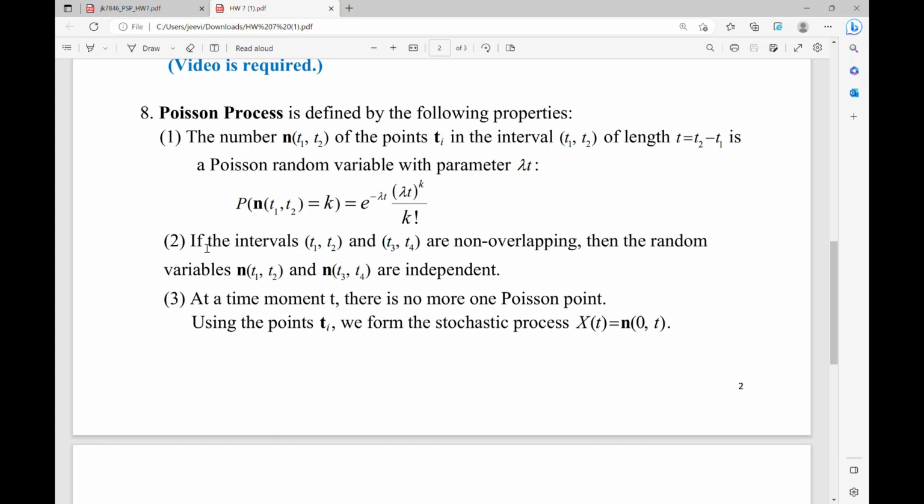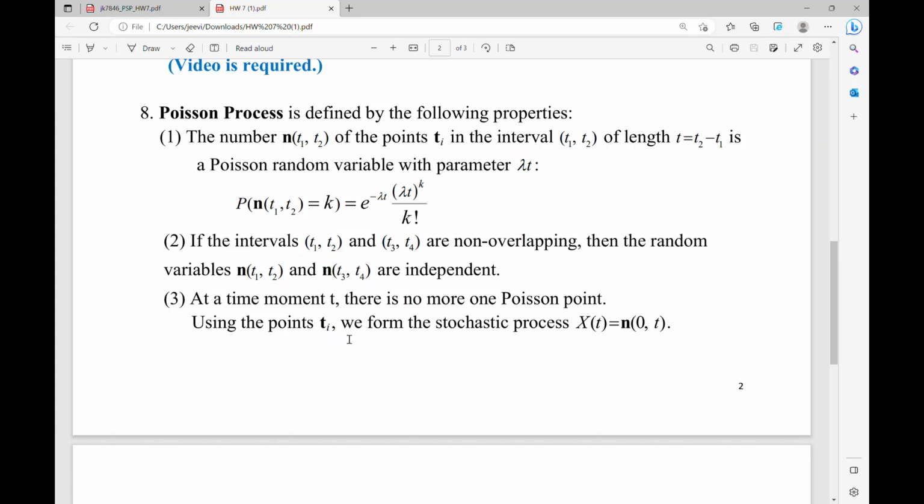And the second point is, if the intervals (t1, t2) and (t3, t4) are non-overlapping, then the random variables n(t1, t2) and n(t3, t4) are independent. And the third point is, at a time moment t, there is no more than one Poisson point.